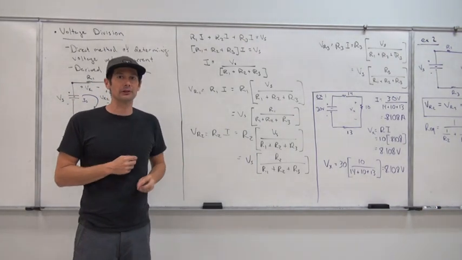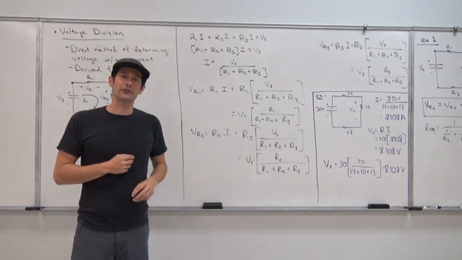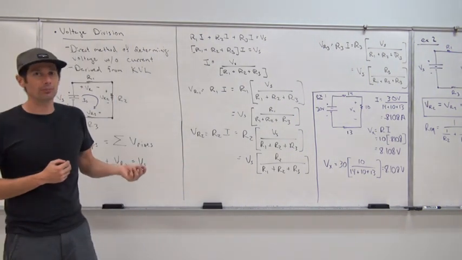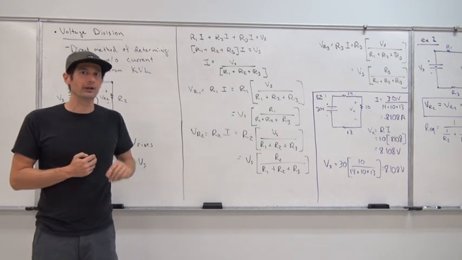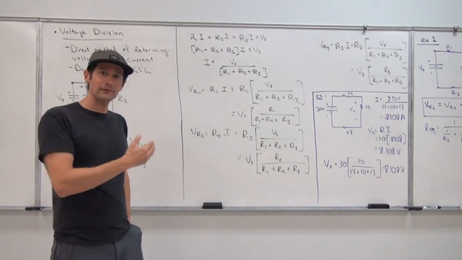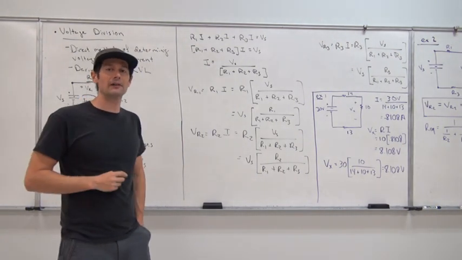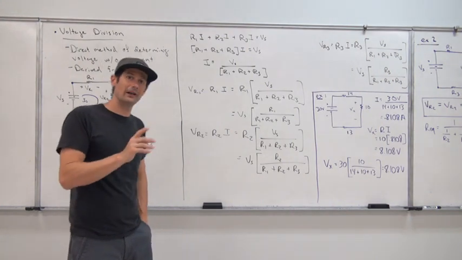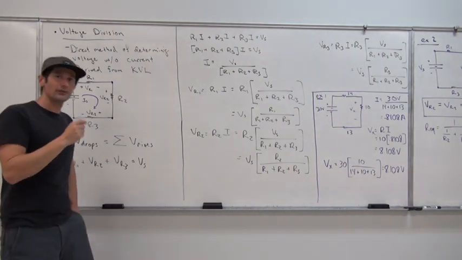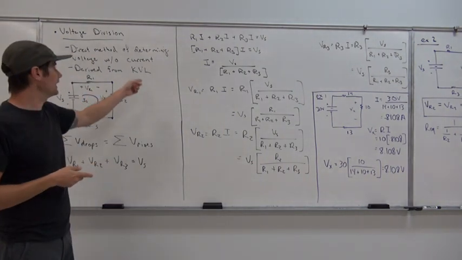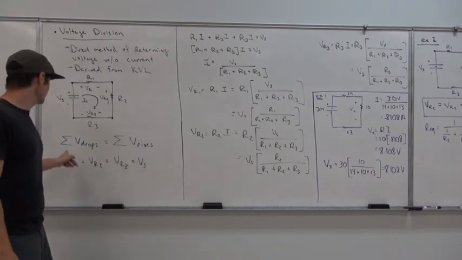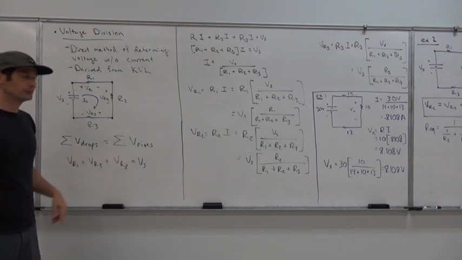Now, voltage division is really a tool that applies Kirchhoff's voltage law, but instead of going through and finding currents and then multiplying those currents by the resistance, by Ohm's law, in order to gain that voltage, we can utilize a tool derived from KVL in which we can just find those voltages directly with only resistances. Again, voltage division is a direct method of determining voltage without a current, and it's directly derived from Kirchhoff's voltage law. The sum of all voltages around a closed loop is equal to 0, or the sum of voltage drops equals the sum of voltage rises.